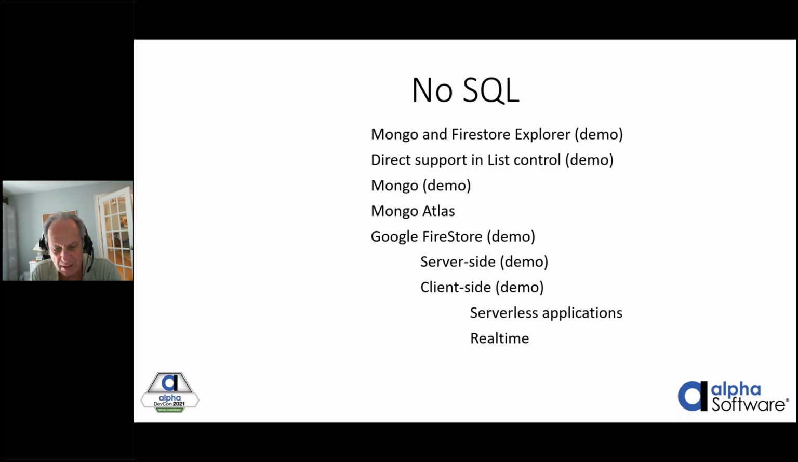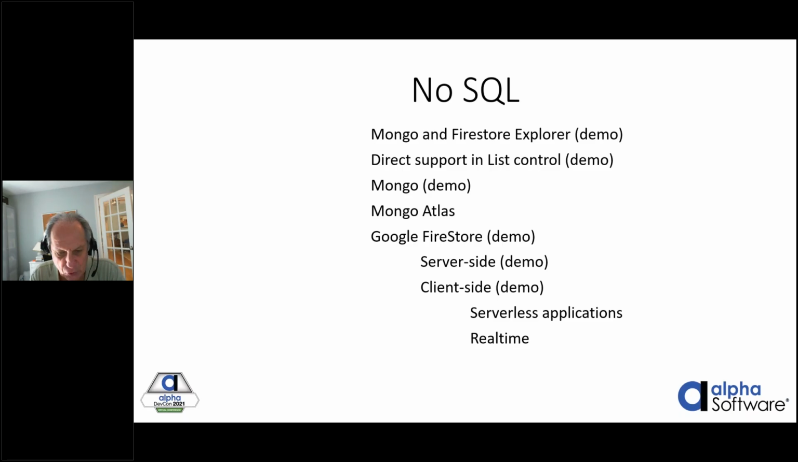demoing that as well. We'll be demoing how you can connect Alpha lists to Mongo, and both to Mongo running on-prem, so your own Mongo database server, but also Mongo Atlas, which is the hosted Mongo service that Mongo provides. Then we're going to talk about Google Firestore. So this is Google's NoSQL database, and we're going to be demoing how you can connect list controls to Firestore.